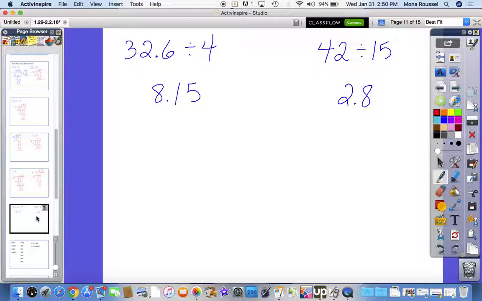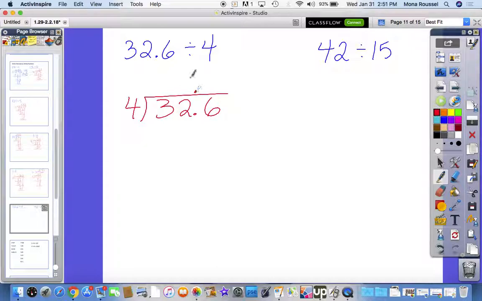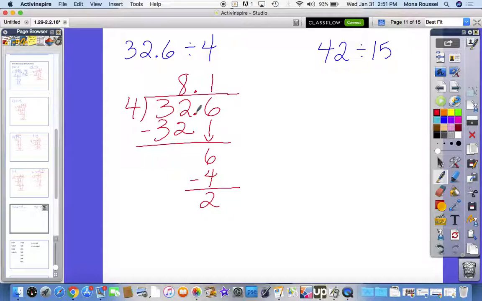Here in these problems, we're going to divide 4 into 32.6. And when we go through the division steps, we're going to get to this point and we're going to have a remainder. Now as a reminder, this problem already had a decimal in it to start with, so we don't add another decimal, we just add the 0 and bring that down. And divide 4 into 20 is 5, and the remainder goes away.